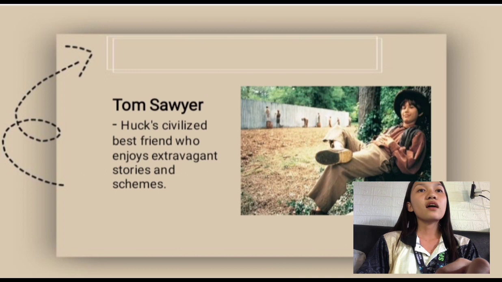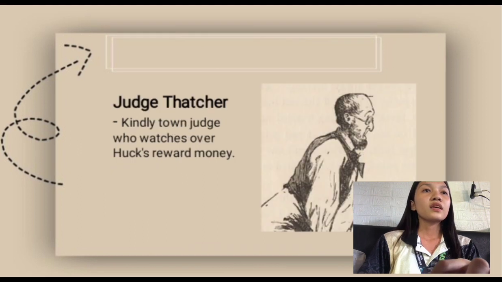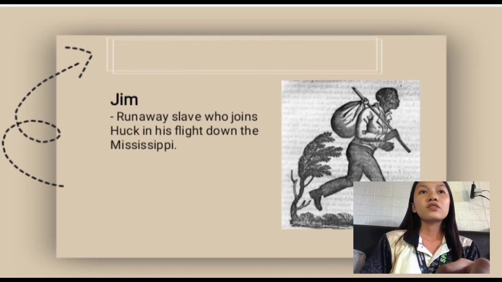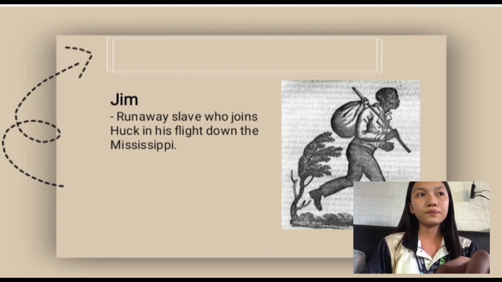Tom Sawyer is Huck's civilized best friend who enjoys extravagant stories and schemes. The next one is Judge Thatcher. He is a kindly town judge who watches over Huck's reward money. The next one is Jim. Jim is a runaway slave who joins Huck in his flight down the Mississippi River.